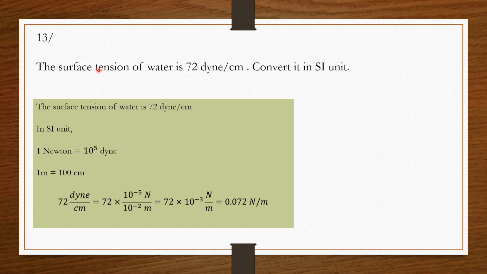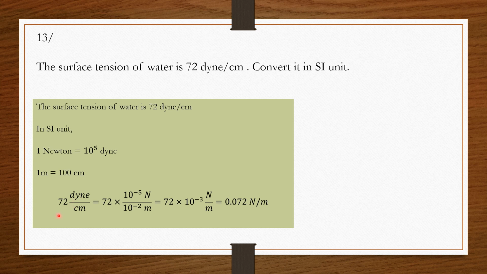Then the surface tension of water is 72 dyne per centimeter, and we have to convert it into SI unit. So the surface tension of water is given as 72 dyne per centimeter in CGS unit, and in SI unit we know that 1 Newton is equal to 10 to the power 5 dyne, or 1 dyne is equal to 10 to the power minus 5 Newton. Similarly, 1 meter is equal to 100 centimeter, or we can say that 1 centimeter is equal to 10 to the power minus 2 meter.